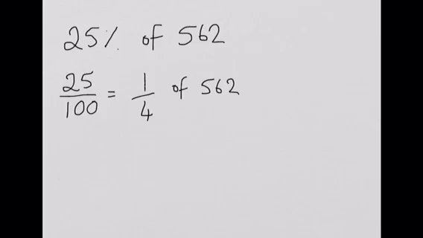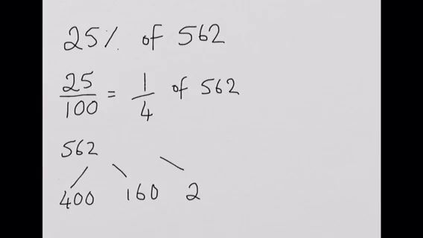Well, if I were you, I would divide 562 into smaller numbers. So we could divide it into 400, and then 160, and then we just have the 2. Okay, so we know that 1/4 of 400 is 100. We know 1/4 of 160 is 40.